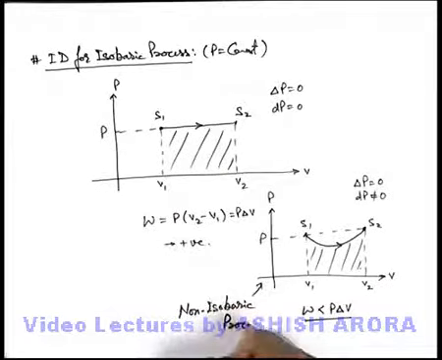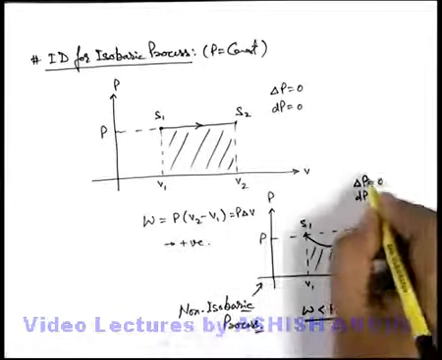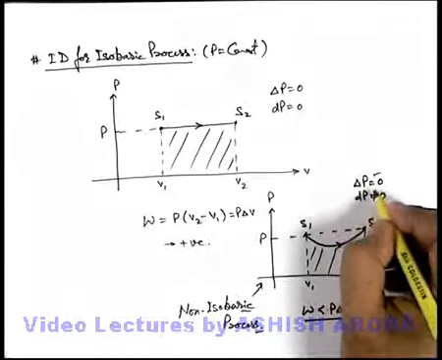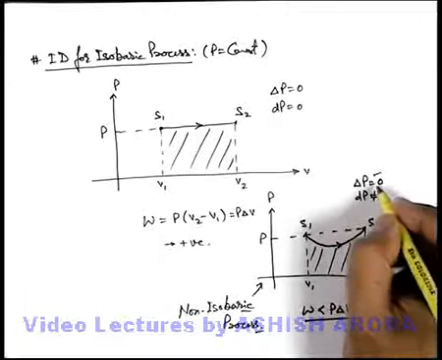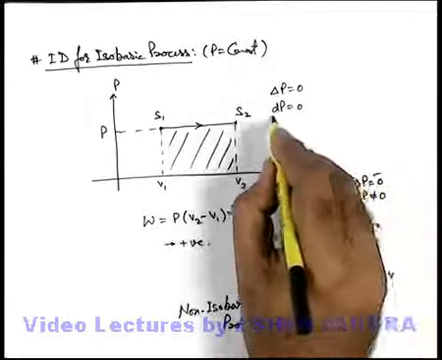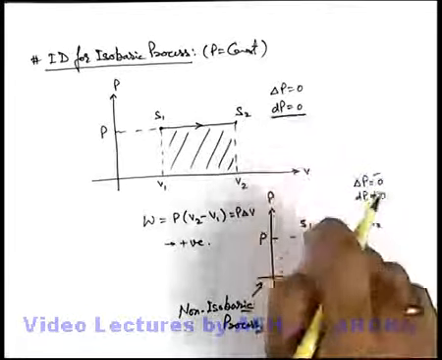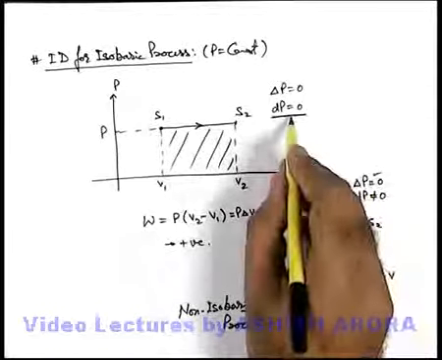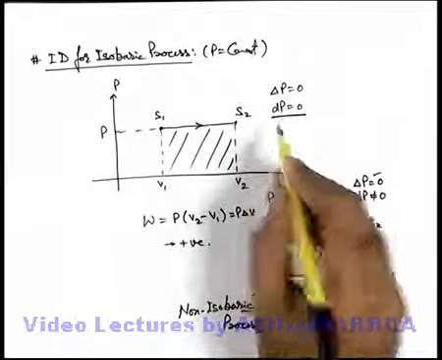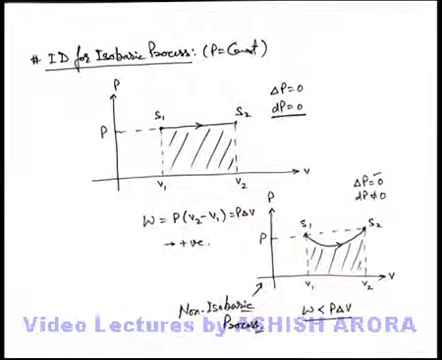Several students might get confused that if delta P is 0, it gives us an idea about isobaric process, which is not true. The absolute way to check whether it is isobaric or not is dP equal to 0. At every instant, the pressure should remain constant. Then only we can call it an isobaric process.